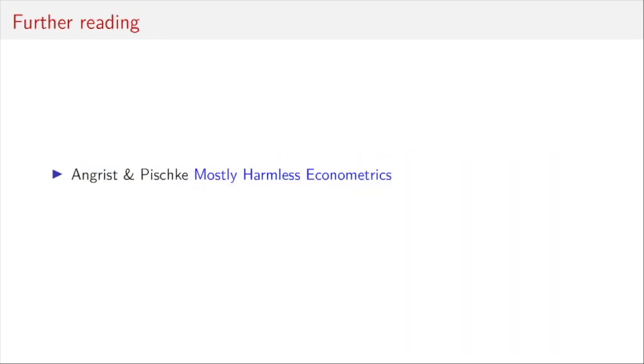And finally, for further reading, I would recommend Mostly Harmless Econometrics by Angrist and Pischke. Part of this lecture was inspired by the first chapter of that book.